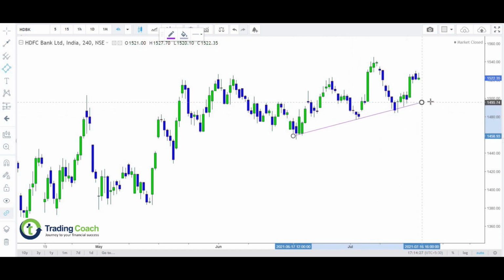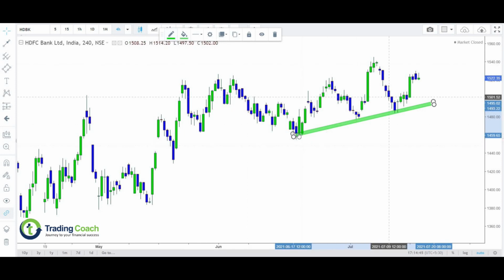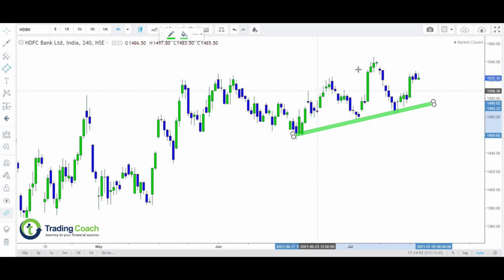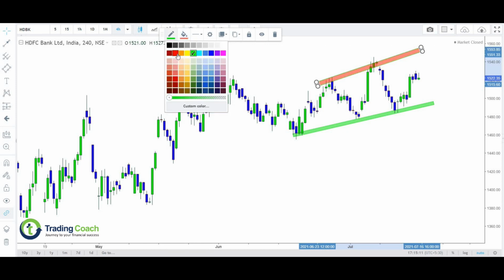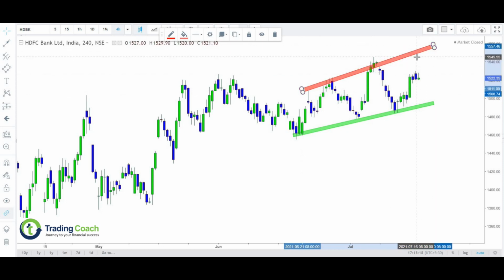So let me directly draw the parallel support. We have a very nice parallel support over here. Likewise, we also have a very good parallel resistance. Let me quickly draw the parallel resistance over here. Let me try to connect the tipping point, and let me change the color. Let me turn it into red. And let me also connect this a little lower so that we can clearly understand where exactly the next resistance usually is.